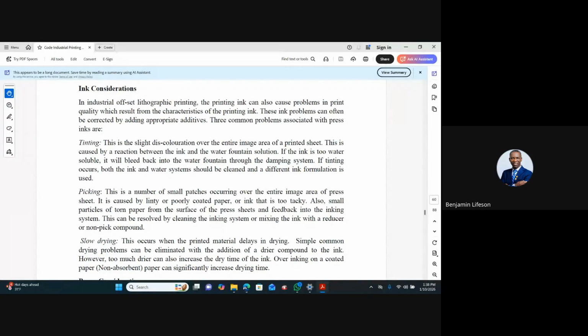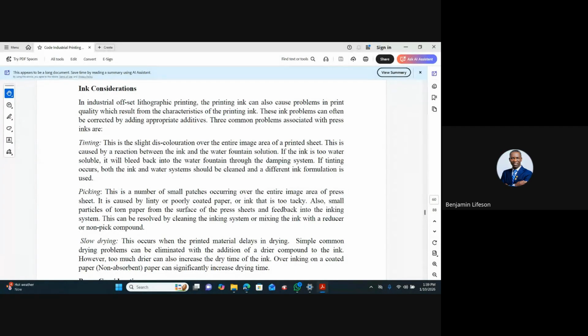Tinting is a slight discoloration over the entire image area of a printed sheet. This is caused by a reaction between the ink and the water fountain solution. If the ink is too water soluble, it will bleed back into the water fountain through the damping system. If tinting occurs, both the ink and the water system should be cleaned and a different ink formulation used.